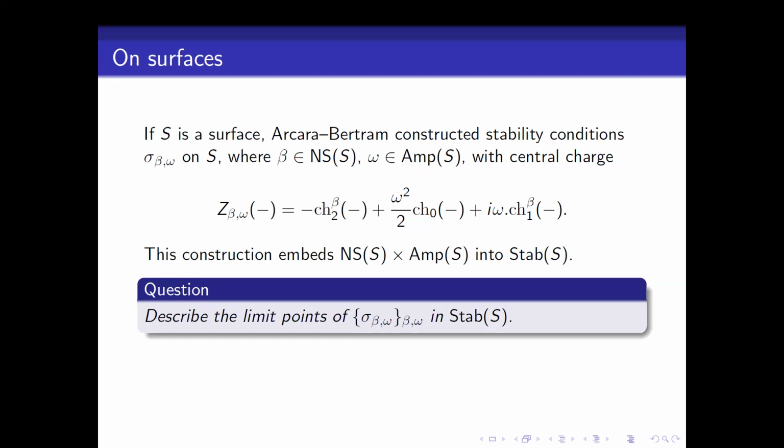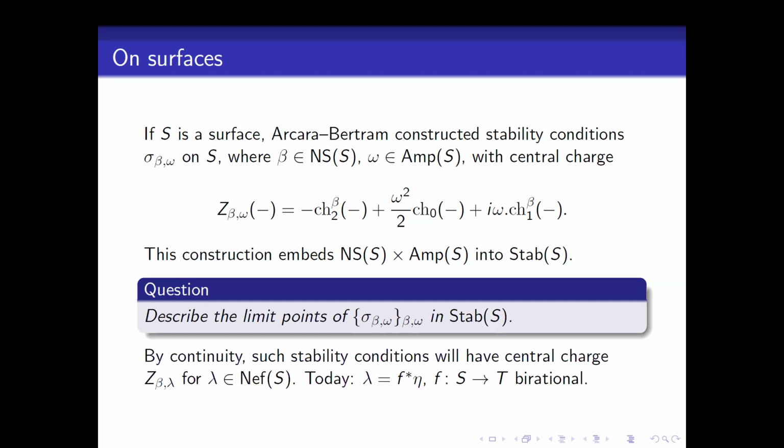Is this region unbounded? Are there no limit points in this stability manifold? Or is there something else that we can try to approach? Today, we'll focus on the case when instead of having an ample class, we degenerate to a big and nef class. So this is the pullback of an ample class via a birational map.